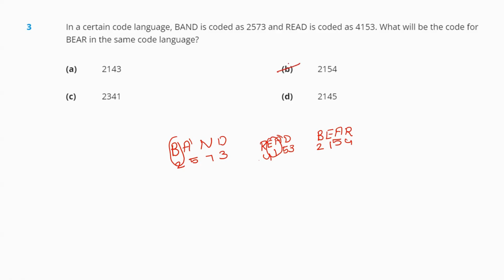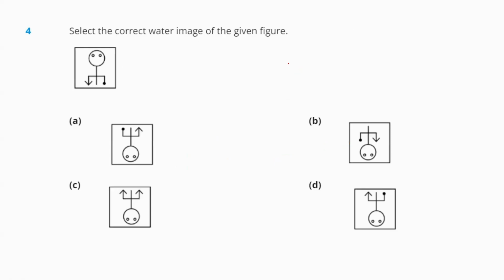Moving on to the next question. Select the correct water image of the given figure. So let's draw a water image here. This will be same, as we know the direction doesn't change. This also same. So this will be the wrong answer. This will also be a wrong answer. So even after drawing this much part, we can get the correct answer. So answer B is the correct answer. Moving on to the next question.